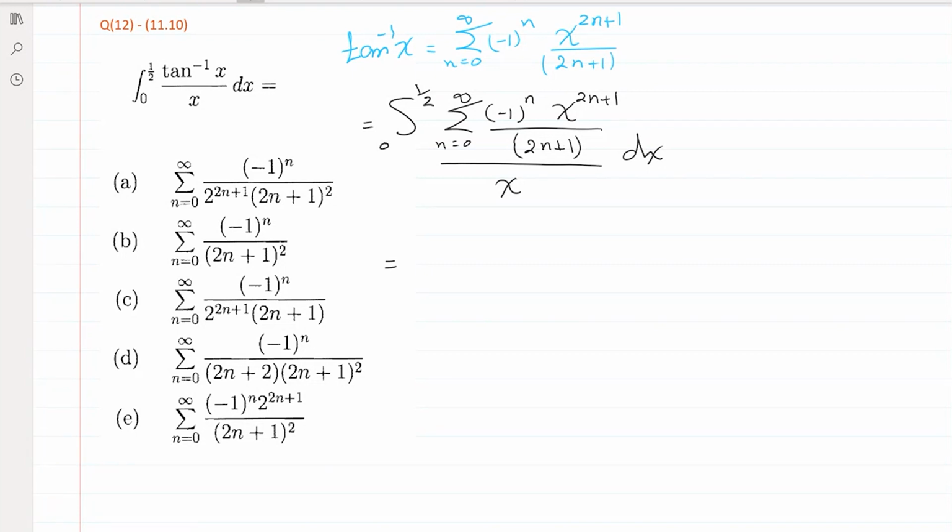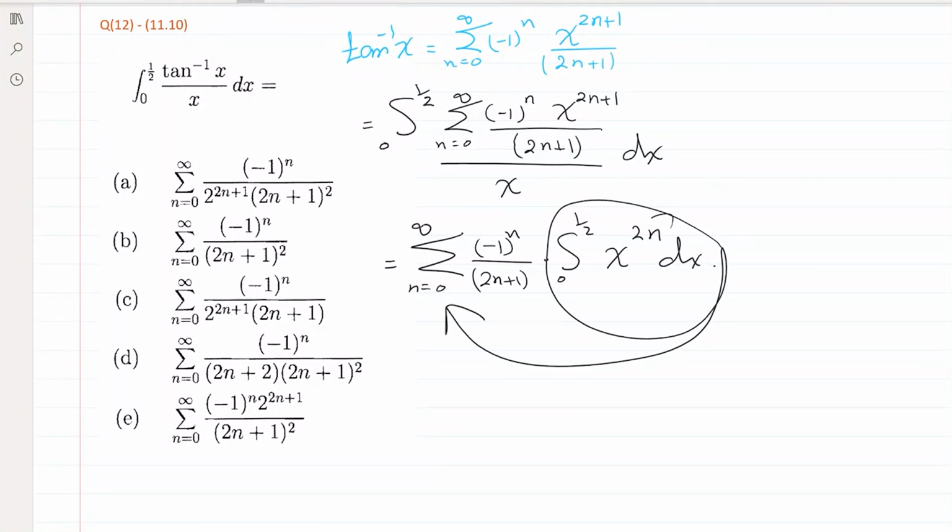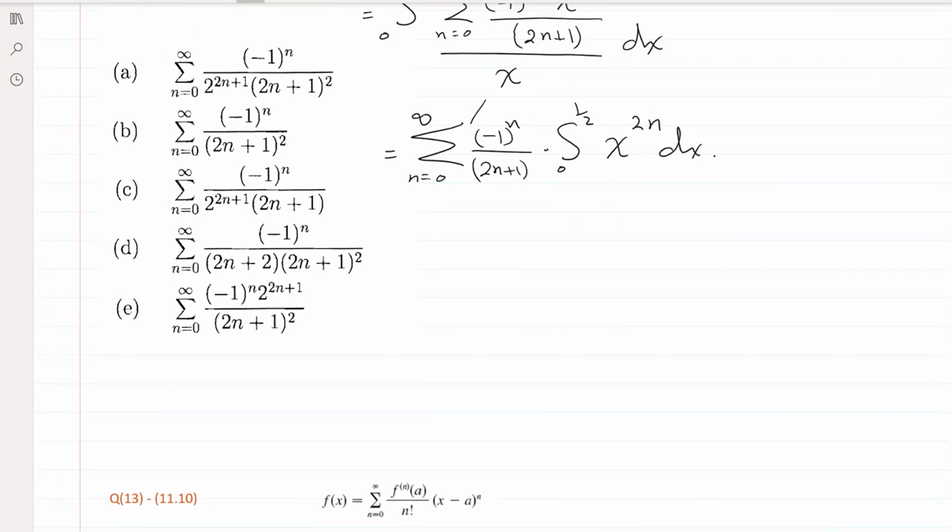So I will take the sum from n equals 0 to infinity of anything with n, anything with n without x, you can put it outside. And you have the integral from 0 to half of the x terms, which is x to the power 2n, and there is x down. Once you take it up, it will be not 2n plus 1, just 2n dx. So this is our question now. Note that this is inside the sum, because there is n here. Okay? Good.